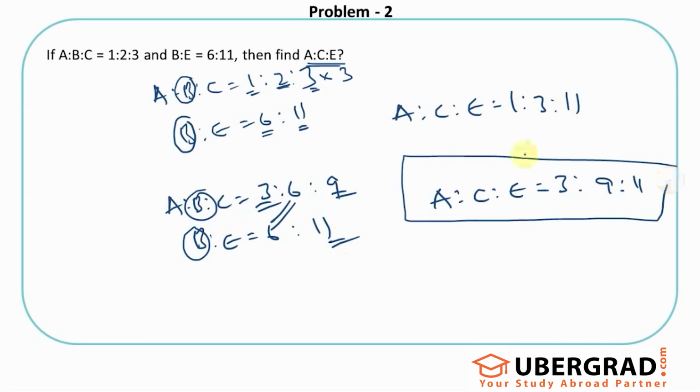Now that's how you'll do it, as we have discussed. Pick the common element, make the values the same in both the ratios, and then you can simply pick the right values for the given ratio.